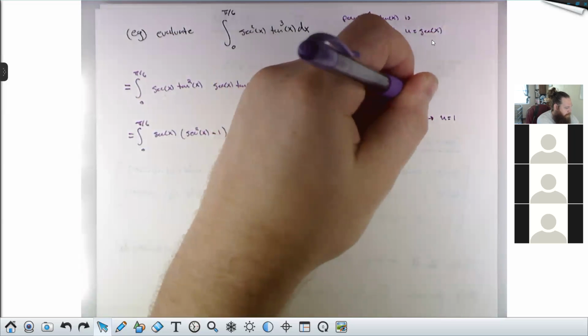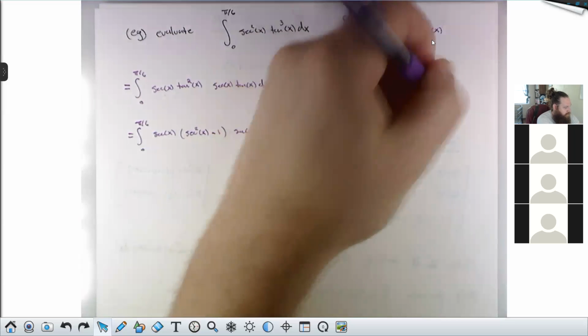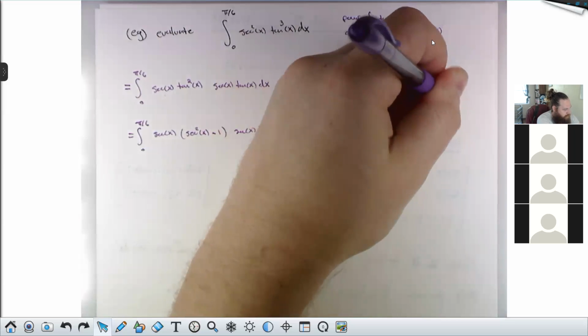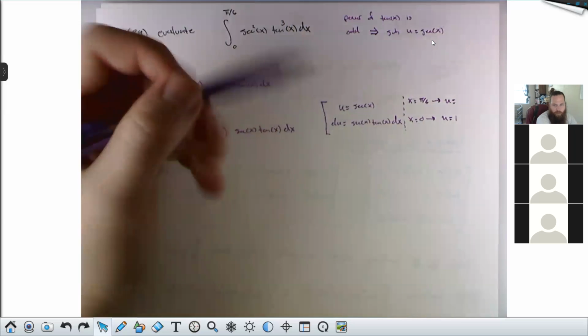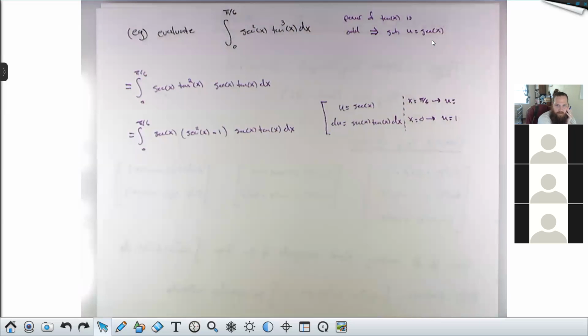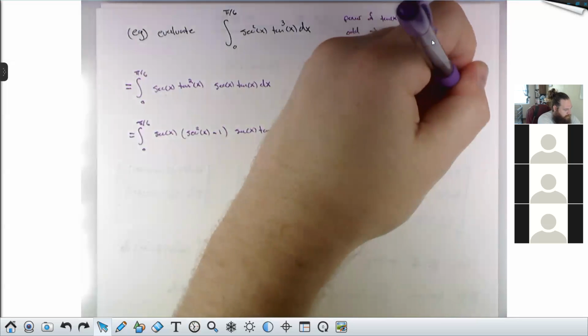When x is equal to pi over 6, I need to know what u is going to be. Well, u would be the secant of pi over 6. What is the secant of pi over 6? Cosine of pi over 6 is radical 3 over 2, right? So 1 over radical 3 over 2, so 2 over radical 3. Very good.